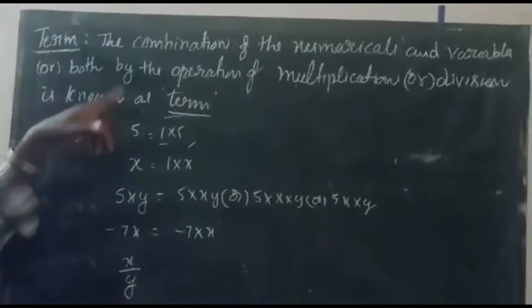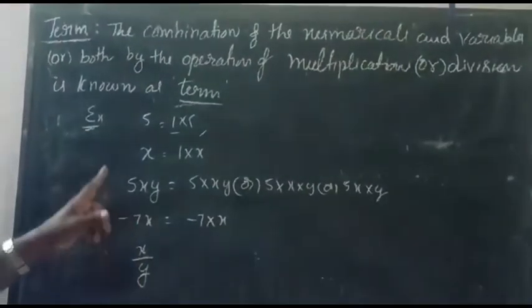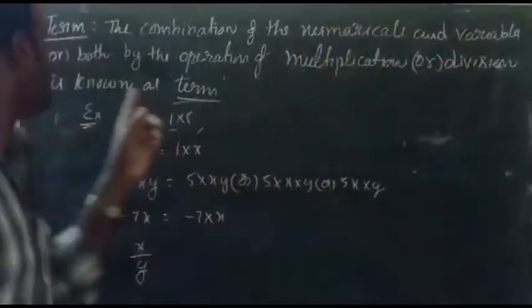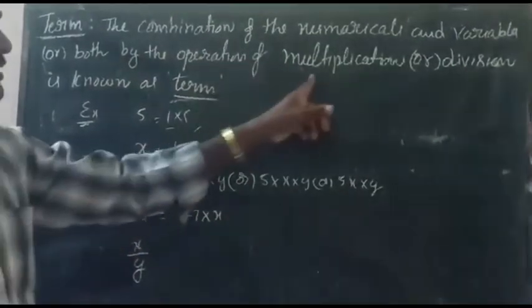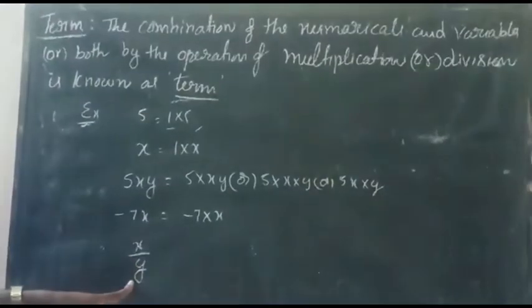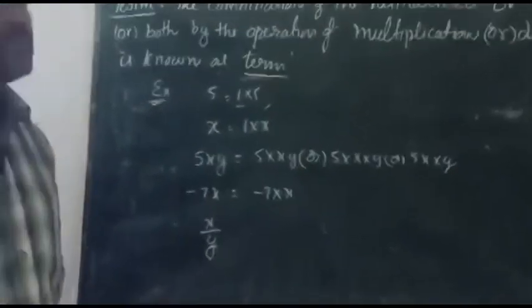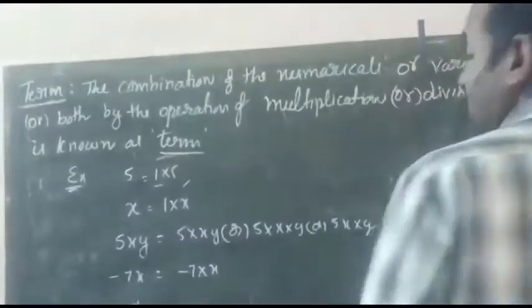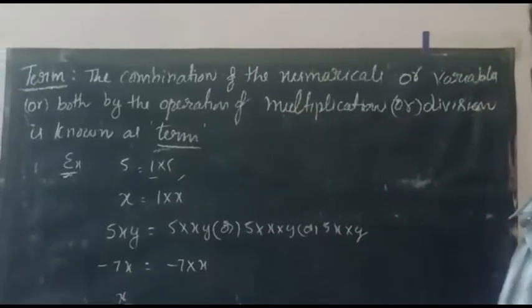So, a term is the combination of numericals and variables. Minus 7 and 7 are the numerical values, x is the variable. The combination of numericals and variables, joined by the operation of multiplication, or division, is known as a term. What is a term? The combination of numericals or variables joined by the operation of multiplication or division is known as a term. Okay, next one.